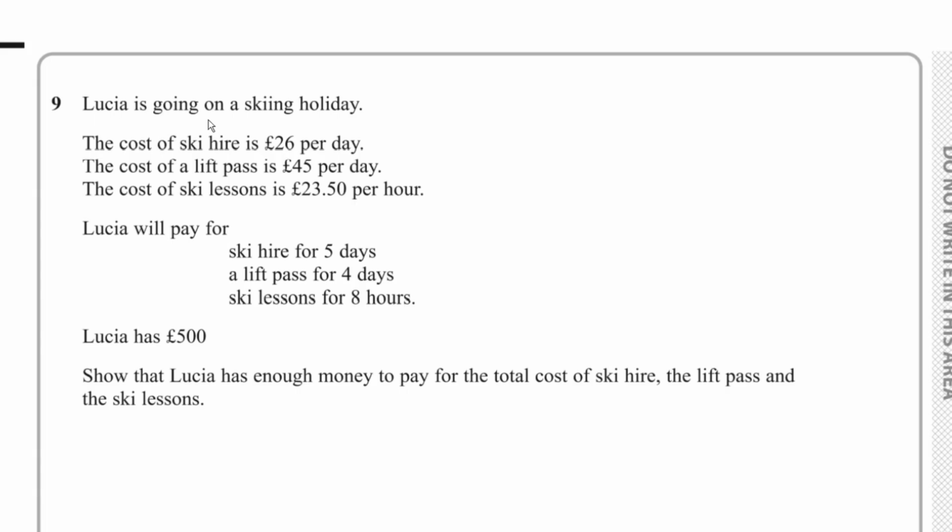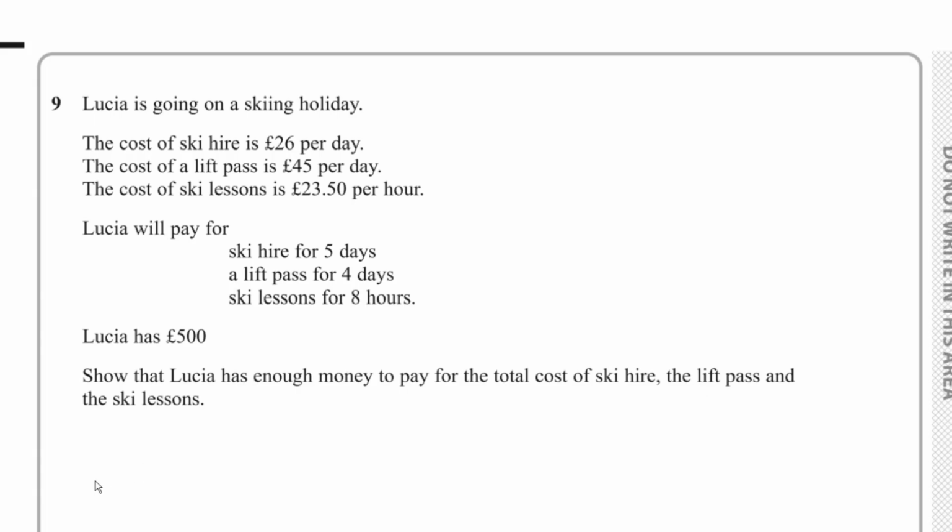Question number 9. Lucia is going on a skiing holiday. The cost of ski hire is £26 per day. The cost of a lift pass is £45 per day. The cost of ski lessons is £23.50 per hour. Lucia will pay for ski hire for 5 days, a lift pass for 4 days, and ski lessons for 8 hours. Lucia has £500. We have to show that Lucia has enough money to pay for the total cost of ski hire, the lift pass, and the ski lessons.